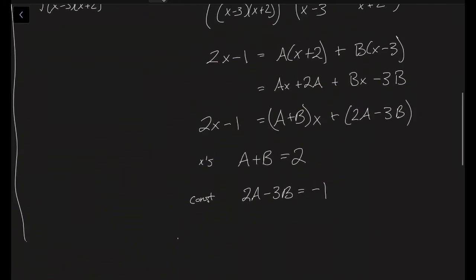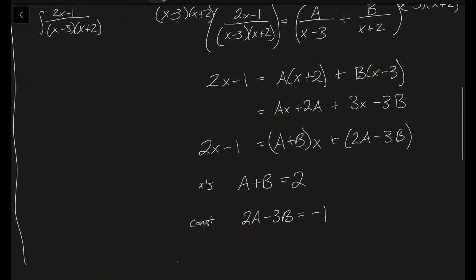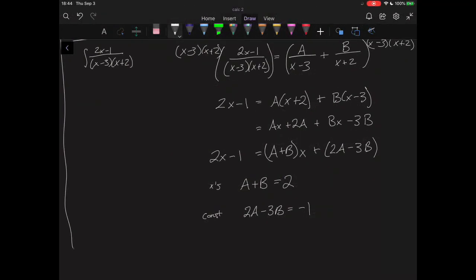So let's go ahead and use substitution. We can solve this any way we'd like. You could make a matrix and row reduce, but I'm just going to say a is equal to 2 minus b and plug that into our second equation, solve for b, and then reverse substitute to find out what a is. So a is 2 minus b, which means that 2a minus 3b is 4 minus 2b minus 3b, and that's equal to -1.